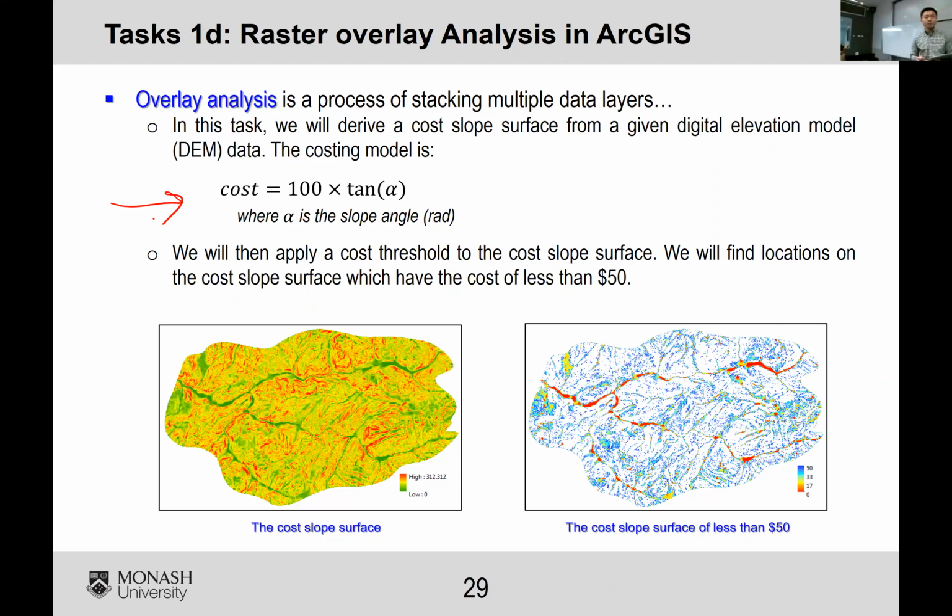And finally, you're given a cost function based on the slope angle, so from the DEM data. And similarly, you're computing an area based on a threshold of 50, given the cost calculation. All right?